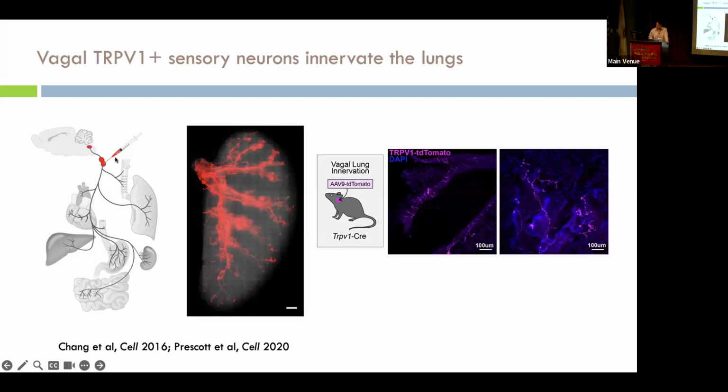And there are very diverse types of neurons in the vagal ganglia, including TRPV1 expressing neurons. And so if we inject an anterograde tracer virus into the vagal ganglia with the TRPV1-Cre, you can see nice innervation of the airways. So what do these nociceptive neurons in the lungs do?